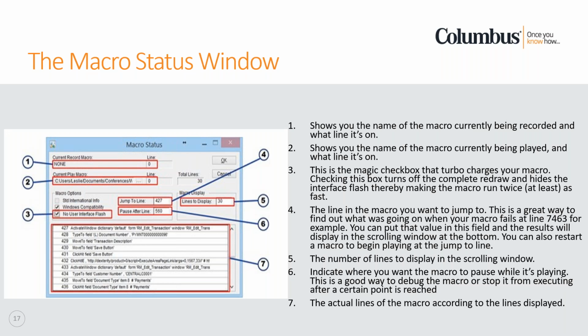The next one there, pause after line, that's kind of nice, because say I have a really large macro, but I want to make sure it's going to work. So I want to have it run just the first 5 transactions and not all 5,000. I can tell it to pause after whatever line is the last line of the 5th transaction. So by using pause after line, it gives me a way to test and debug without letting the whole macro run for the entire time. Box number 5 to the right, lines to display 30, controls how many lines are displayed in that grid box down here at the bottom.